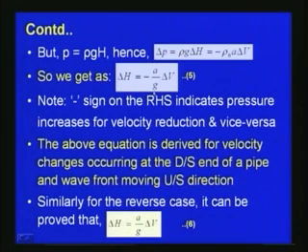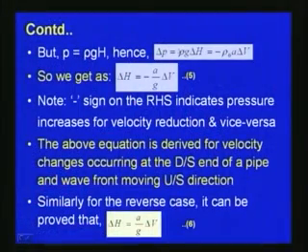If you consider water hammer, or water movement, the change in density will be much less, so we can cancel rho with respect to rho 0. So, we get delta H is equal to minus A by g into delta V, as in equation number 5. Please note that the negative sign on the right hand side indicates that pressure increases for velocity reduction and vice versa. The pressure increases when the velocity is reducing, and vice versa.